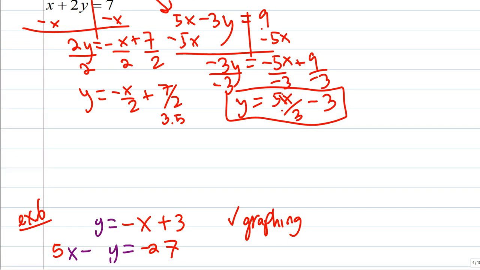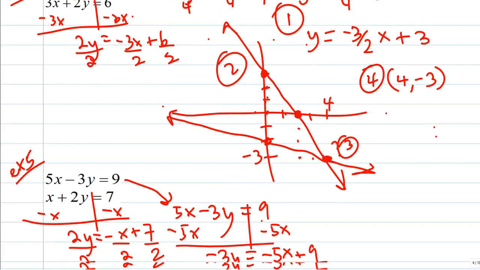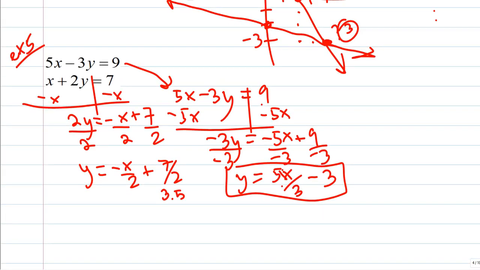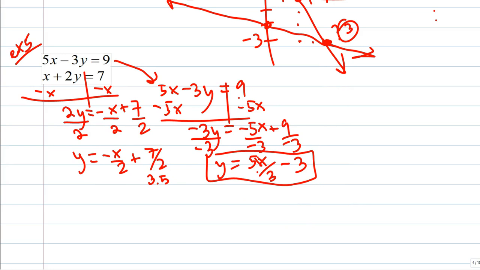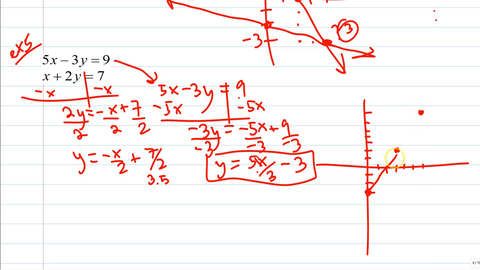Can we graph this? Well, maybe. I need a little more clean space here. Sorry about that. I know I can graph the first one. The first one has a y-intercept of negative 3 and a slope of up 5 over 3. I could go again, up 5 over 3, and that gives me a couple points.